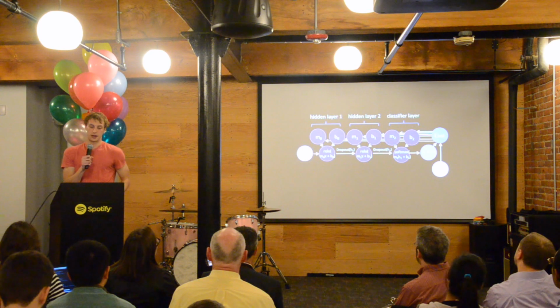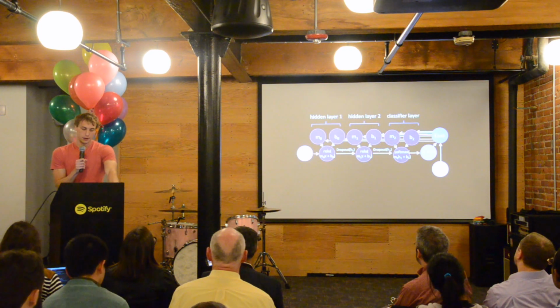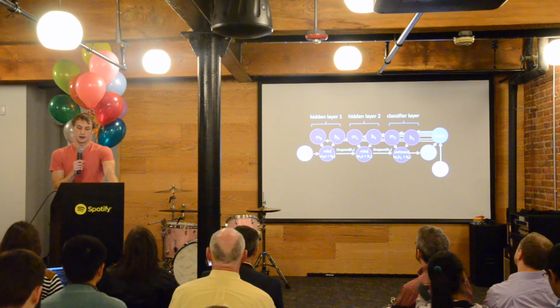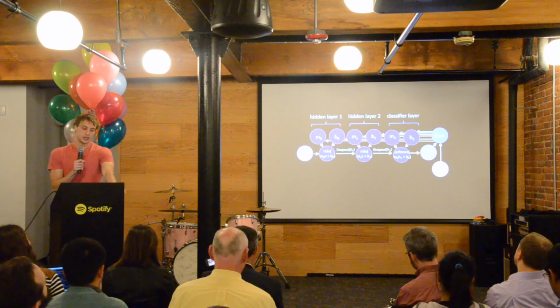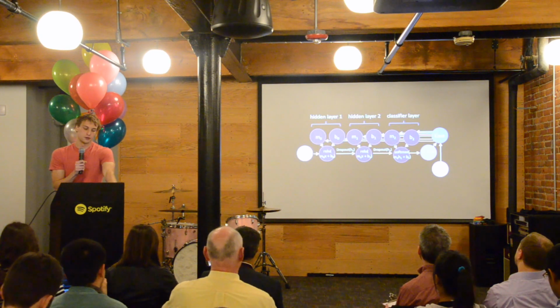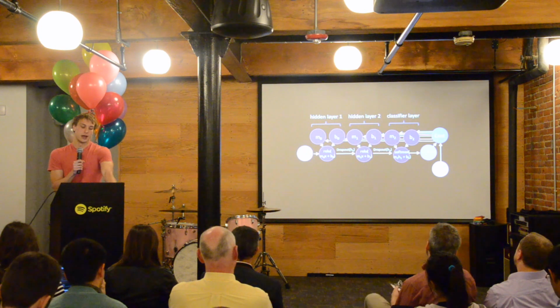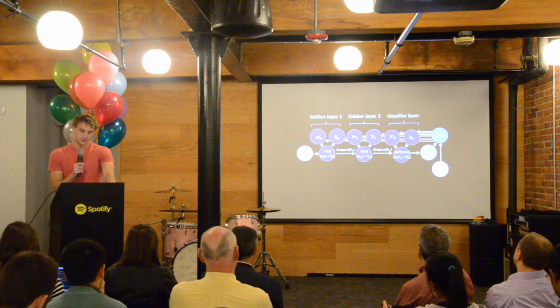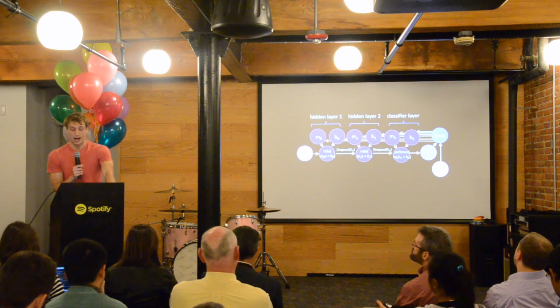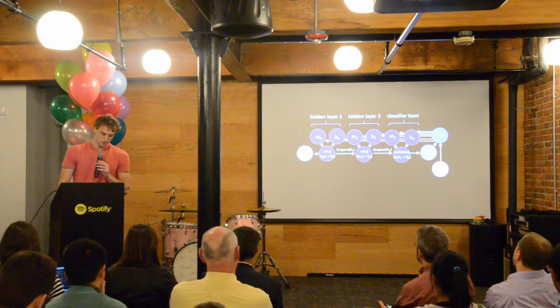Again, the diagram is pretty similar to how it was before. We have our first hidden layer, our second hidden layer, and our classifier layer. The only thing that changes is we now apply dropout to the result of the first hidden layer and to the result of the second hidden layer. And I'm sure we want to know how our model is doing.